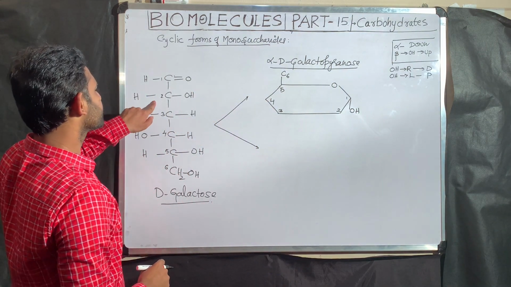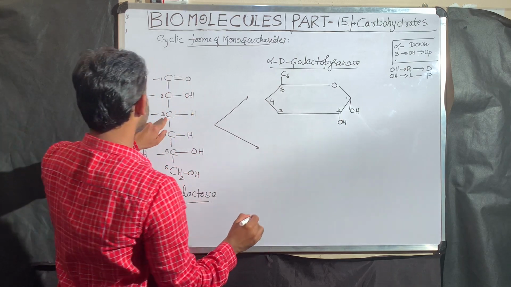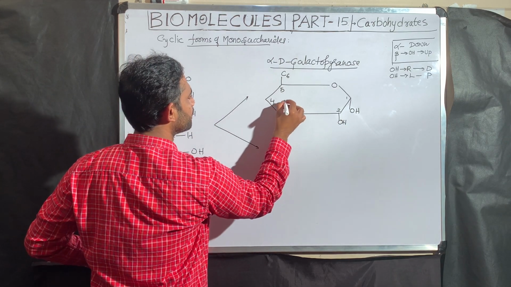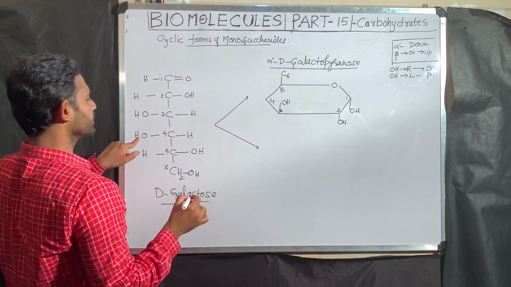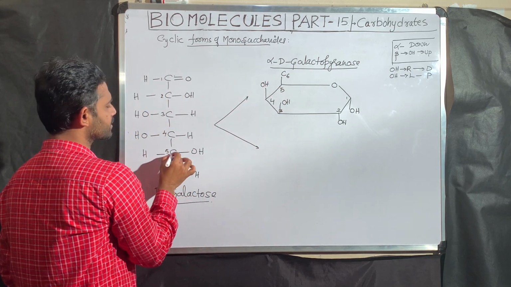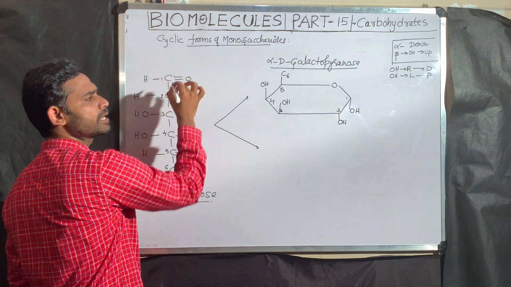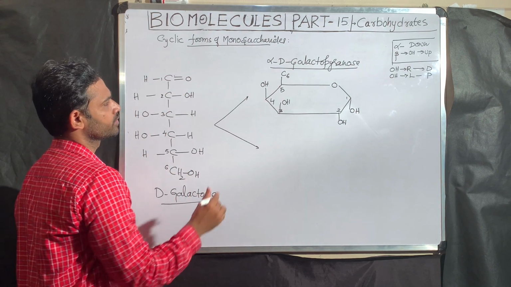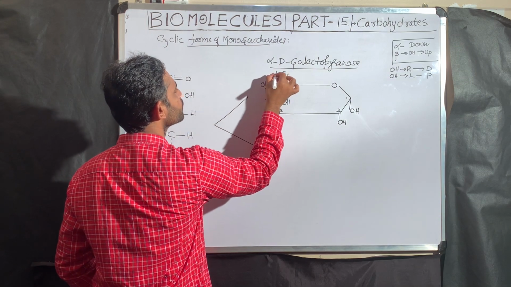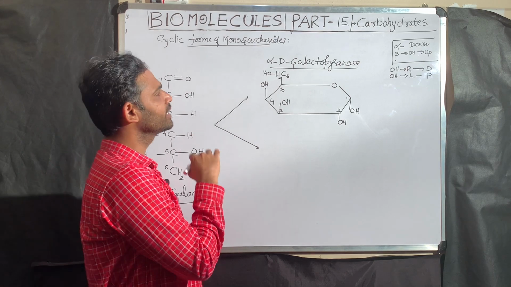Next you can start. Second carbon is on the right side. Right side means down. Third carbon is on the left, means up. Fourth carbon is also left, means up. You reached the last symmetric carbon atom. The OH group is shifted to the functional carbon during ring formation. The last carbon is a CH2OH. Simple one. So this is alpha D-galactopyranose.